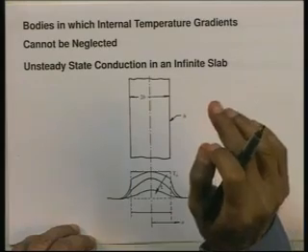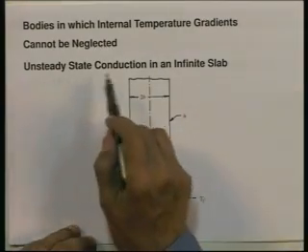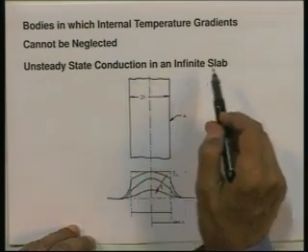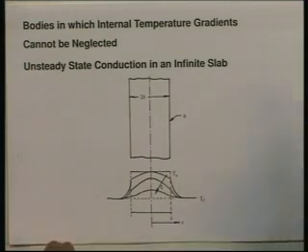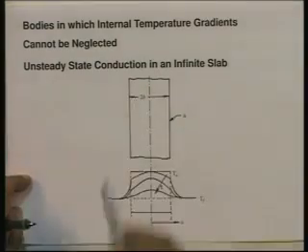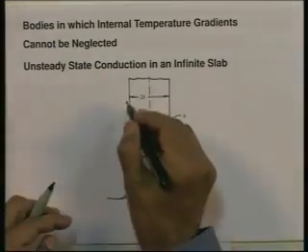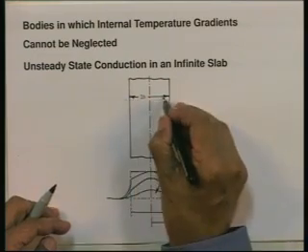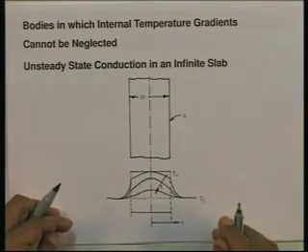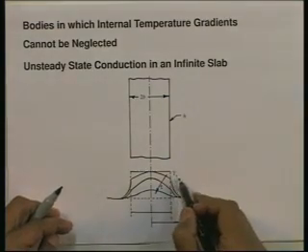And first of all, we will look at unsteady state heat conduction in an infinite slab. Again, as usual, I will look at an infinite slab. So, the problem which we now wish to solve is the following. We have an infinite slab of width 2b, initially at a temperature T naught.